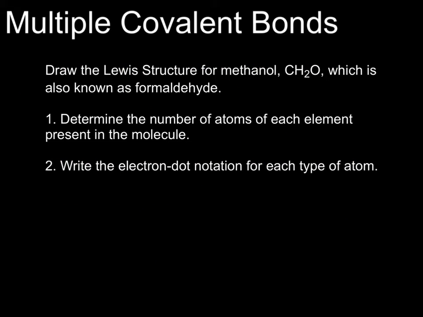When we're drawing Lewis structures for compounds that have multiple covalent bonds, we follow the same set of steps that we did for single bonds. In this example, we want to draw the Lewis structure for CH2O, which is also known as formaldehyde. Step 1 is to determine the number of atoms of each element present in the molecule. Looking at the formula, we know that we have carbon, hydrogen, and oxygen.